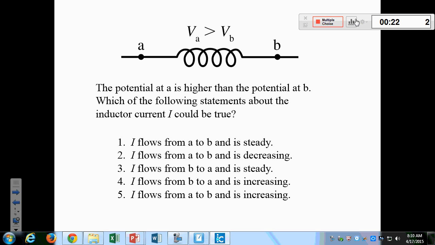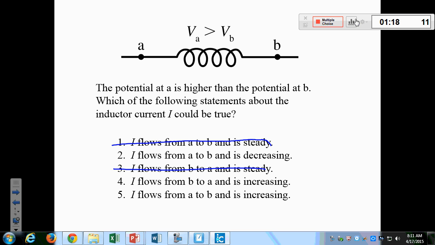Okay, the potential at A is higher than the potential at B. Which of these statements is true about the current? Okay. First of all, I know that the current is changing or not changing. If what I have here is an inductor that is generating an EMF, does that mean that the current is changing or not changing? It has to be changing. So I can get rid of some answers here. I can get rid of A and C. So this one is not an option, and this one is not an option.